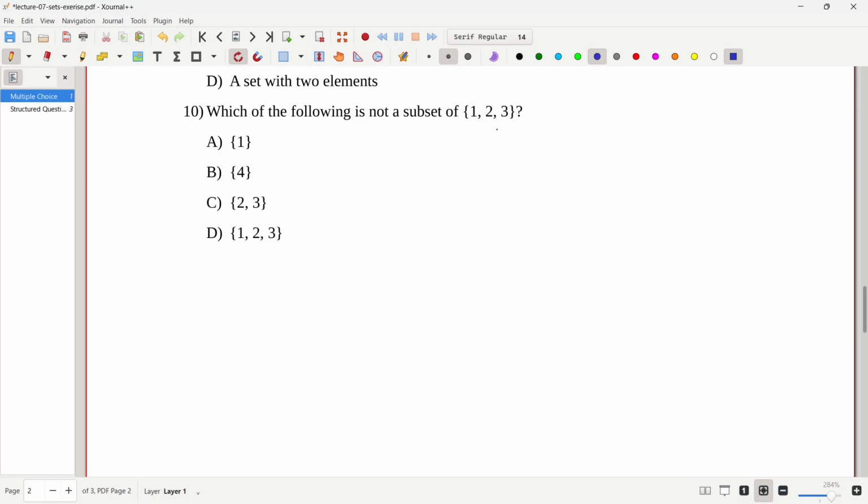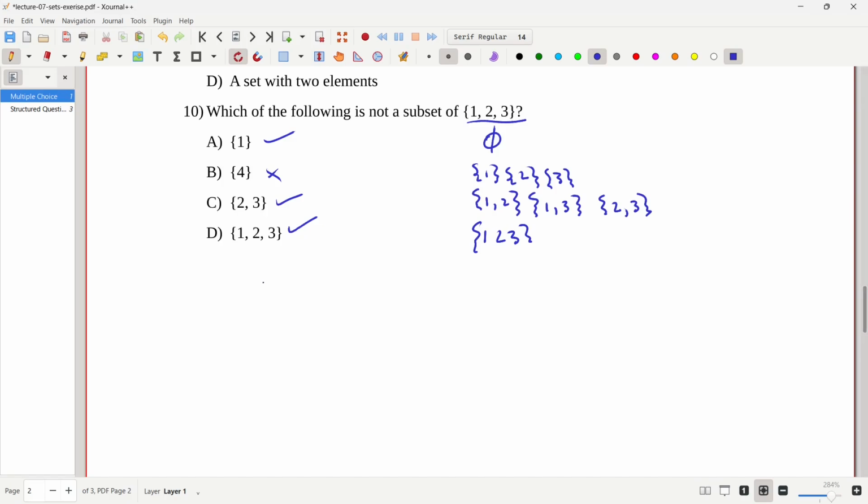So the subsets of {1, 2, 3} are as follows. First, the empty set, then the set {1}, then we have the sets {2}, {3}, {1, 2}, {1, 3}, {2, 3}, and then we have the set {1, 2, 3}. So those are all the sets that you can have in this. All right, and we can see right away {1} is an answer, {4} is not an answer, {2, 3} is an answer, and then {1, 2, 3} is also an answer. {4} is not a subset of {1, 2, 3}.